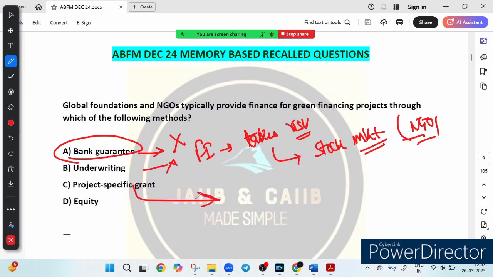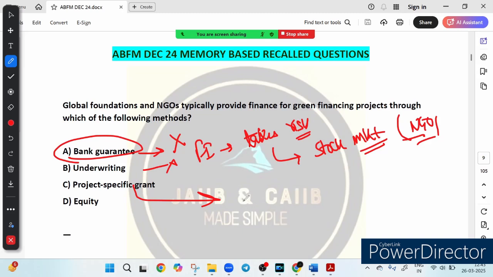Option C we have is called project-specific grant. What is a project-specific grant? You know what it means? Basically, a grant is free money given to fund a specific environmental project. It does not need to be repaid. So NGOs and global foundations use grants to support projects that promote sustainability, renewable energy and climate action.